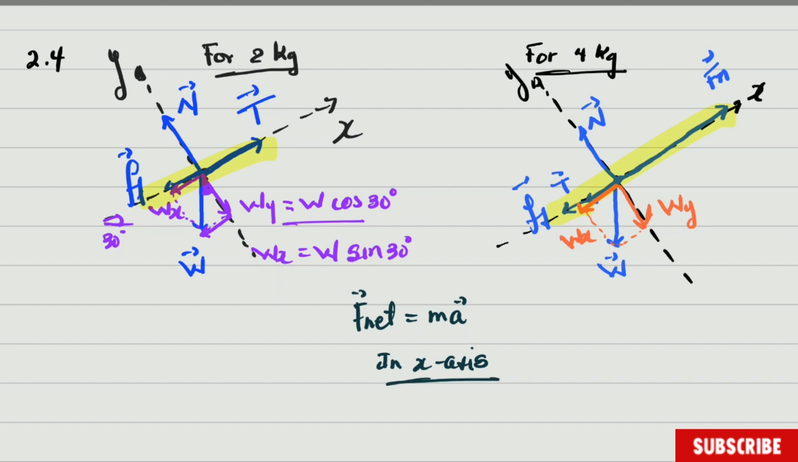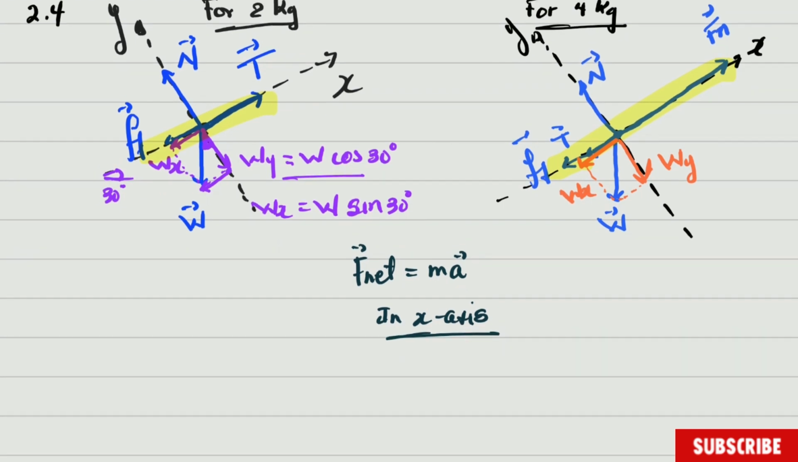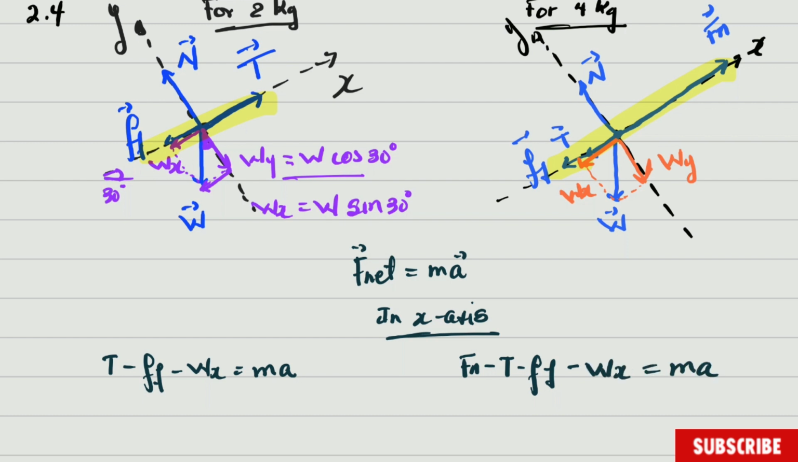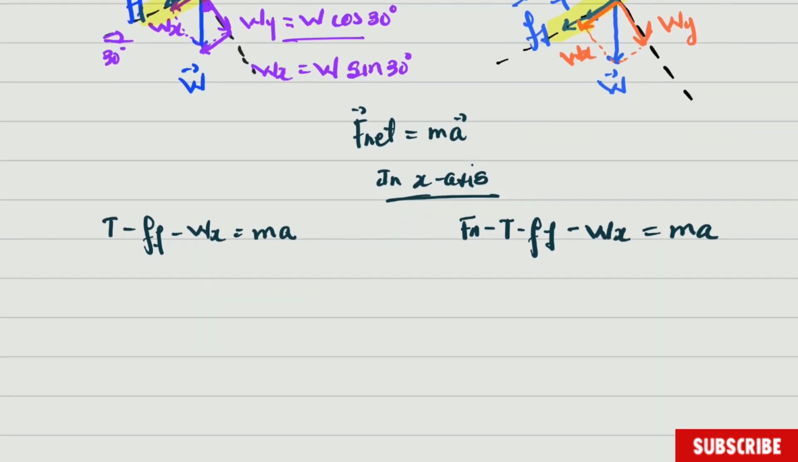In x-axis, okay? So in x-axis for the 2 kilogram block, what we have is tension minus frictional force minus weight in x is equal to the product of ma. If we go to the 4 kilogram block, we have a little bit more. We have the applied force minus tension minus frictional force minus weight in the x-axis equal to ma. And then it's just to solve all this one here.